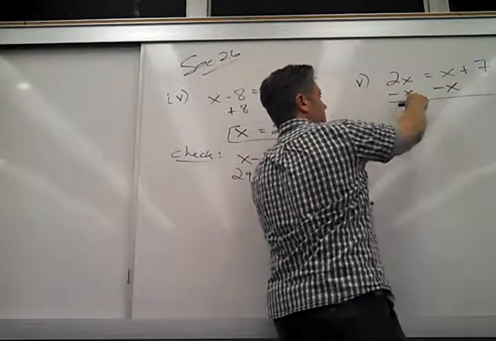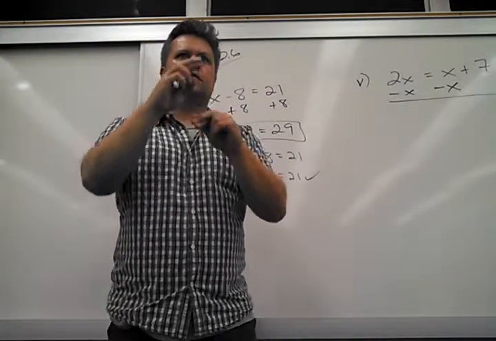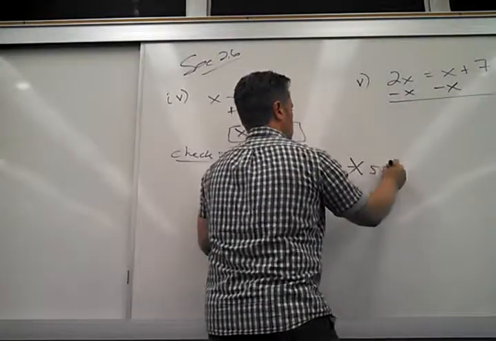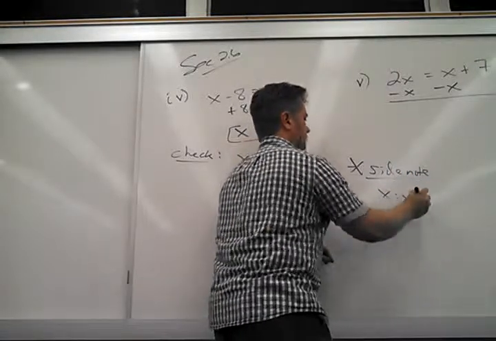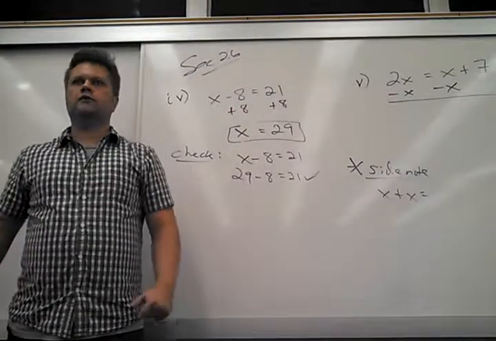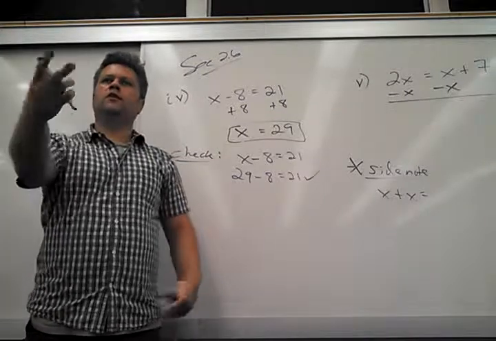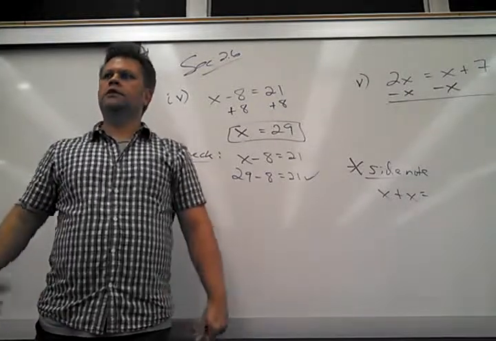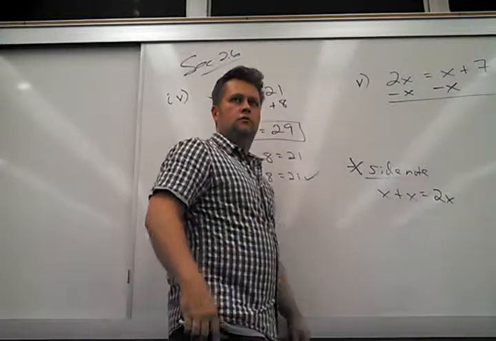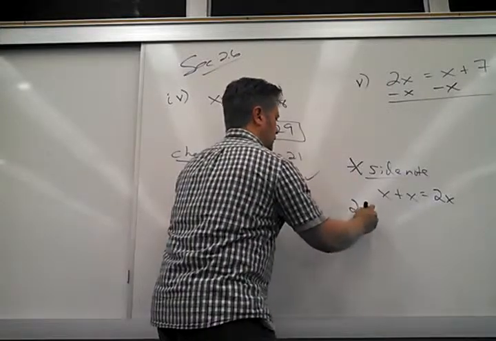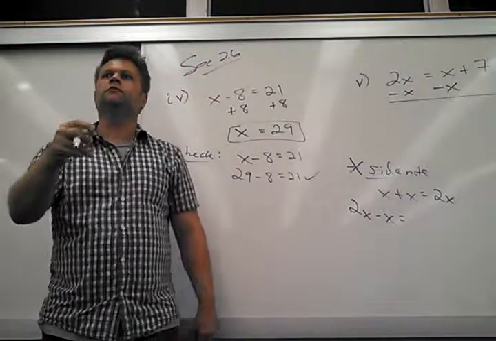What do I get? What's 2x minus x? 2. No. Careful. 1. This is a good point. Side note. Somebody help me out. What's x plus x? 2x. So it's going to be 1x. You with me? What's 5 plus 5? Twice 5. 10. What's x plus x? Twice x. Is that cool? So when I see 2x minus x, well, I've got a couple x's here. I'm taking one of them away, so how many x's do I have left? 1x left.